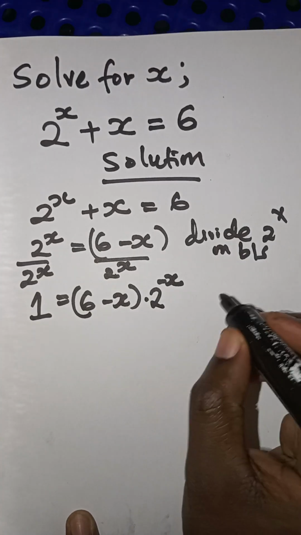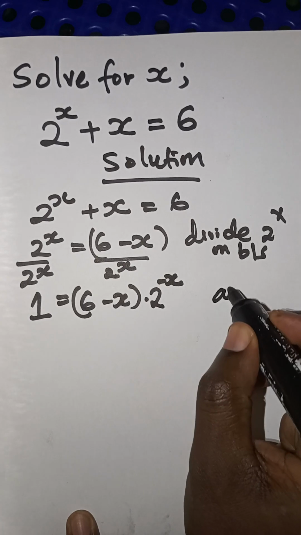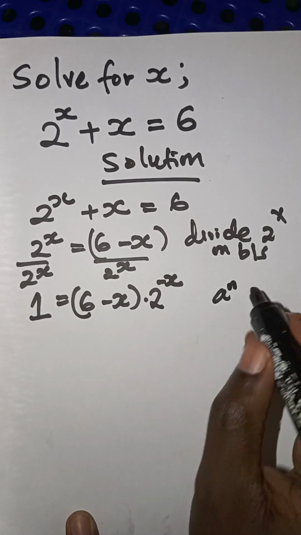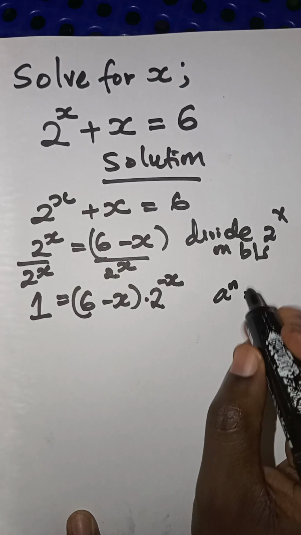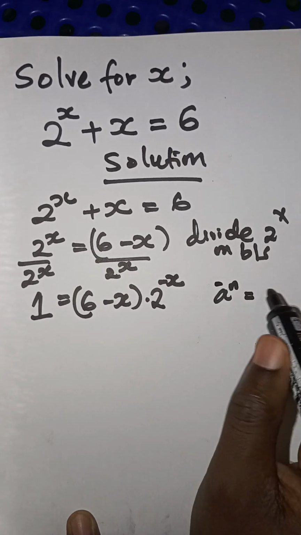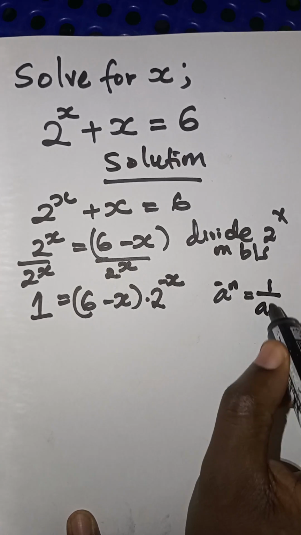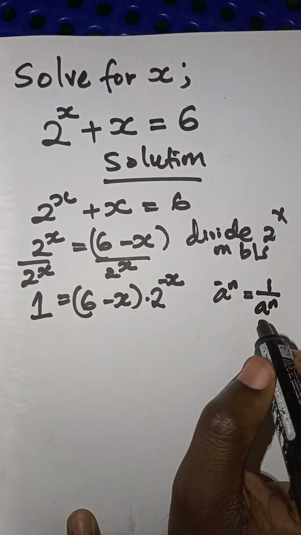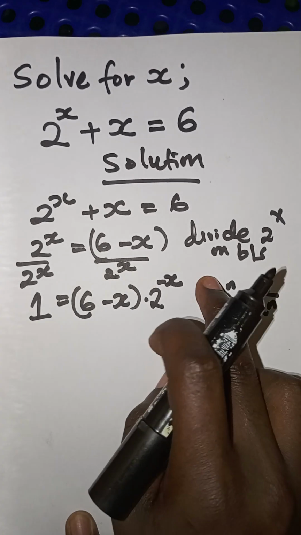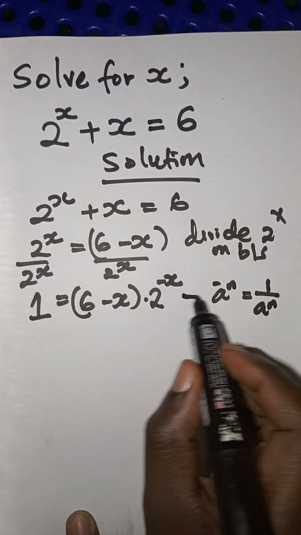Recall that wherever you have a raised to n, this can also be written as 1 all over a raised to power n. So I've just taken the denominator above, like that.